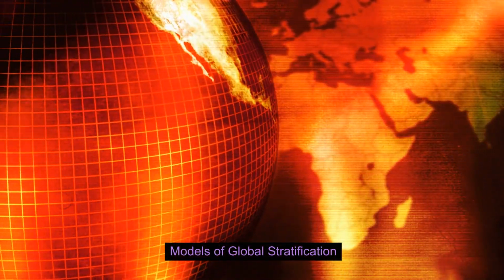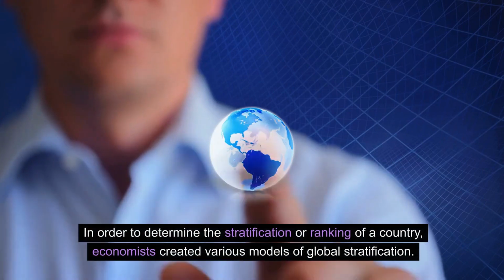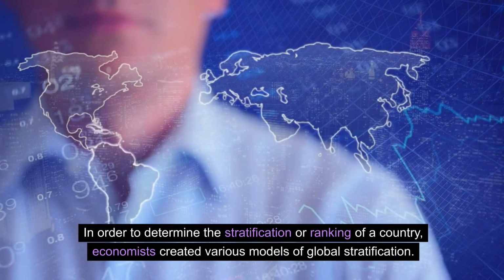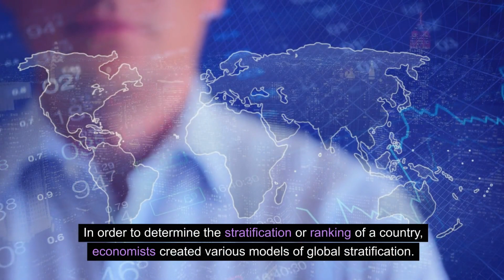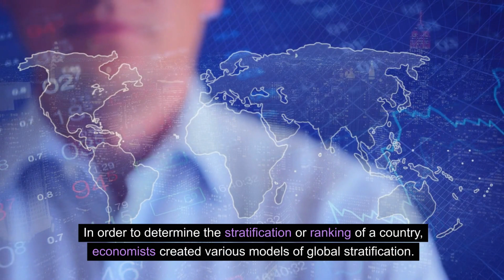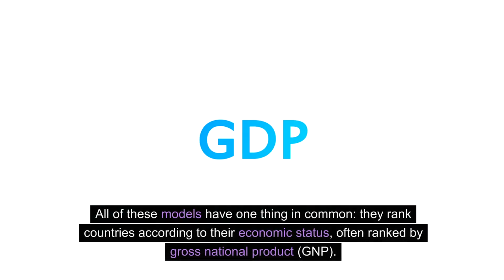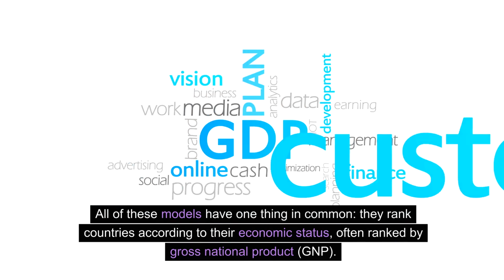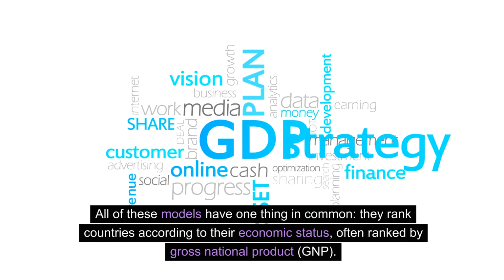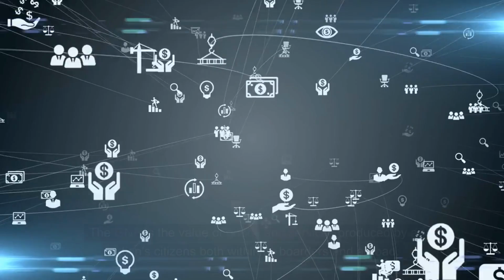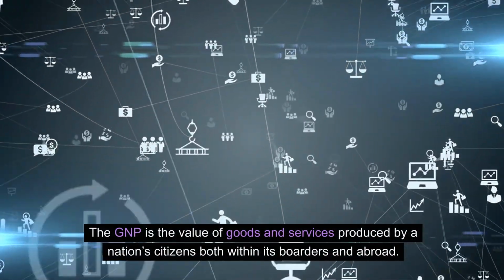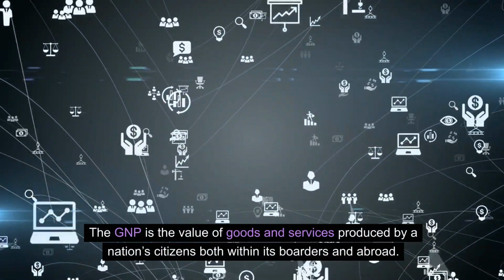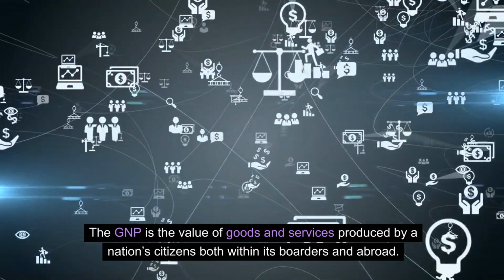Models of global stratification. In order to determine the stratification or ranking of a country, economists created various models of global stratification. All of these models have one thing in common: they rank countries according to their economic status, often ranked by gross national product, GNP. The GNP is the value of goods and services produced by a nation's citizens both within its borders and abroad.